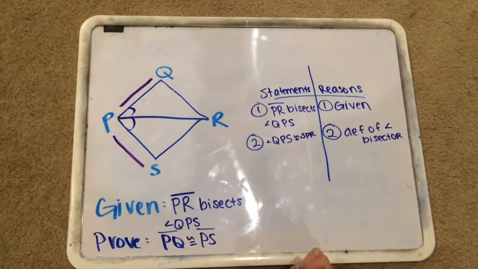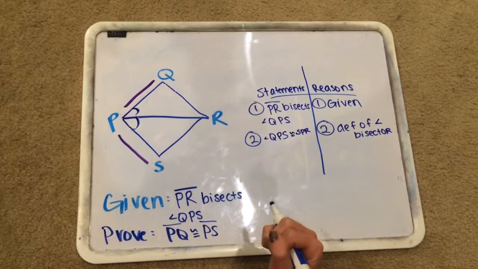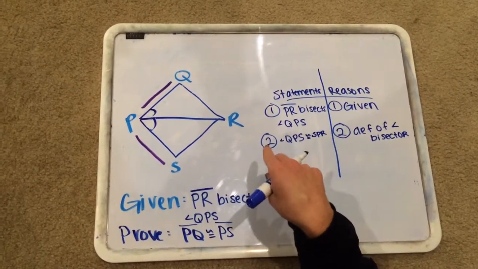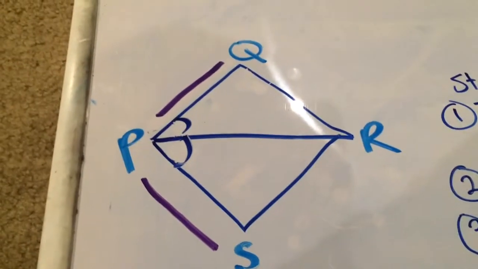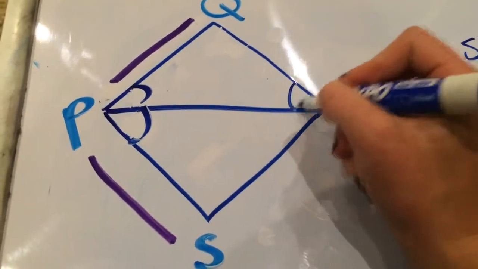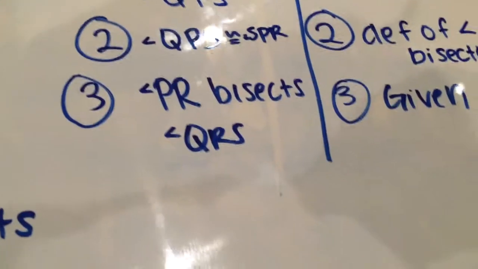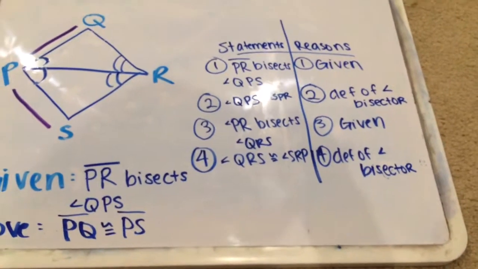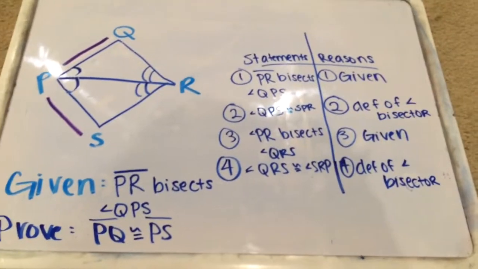Angle QPS is congruent to SPR. We know this because of the definition of angle bisector, which is written right here in the proof. And we also know that these two angles are congruent to each other. And PR bisects QRS, which is also a given. And now we know that QRS is congruent to SPR because of the definition of angle bisector.